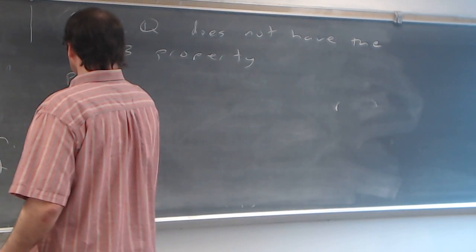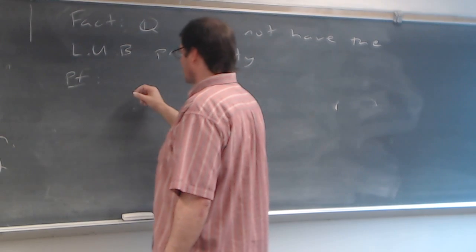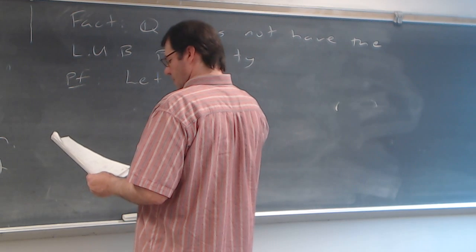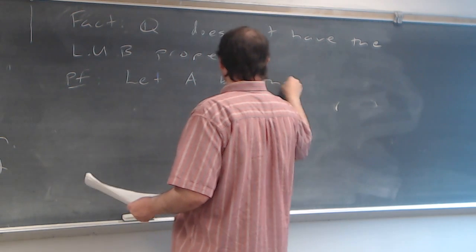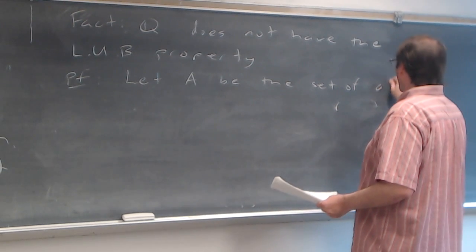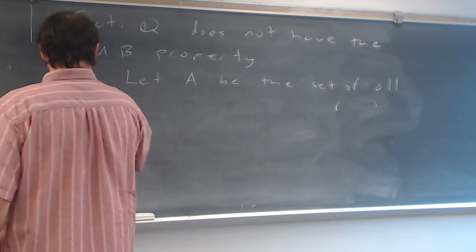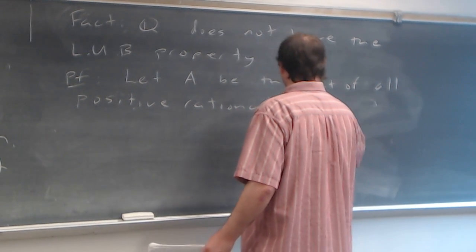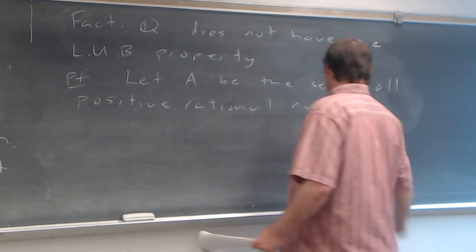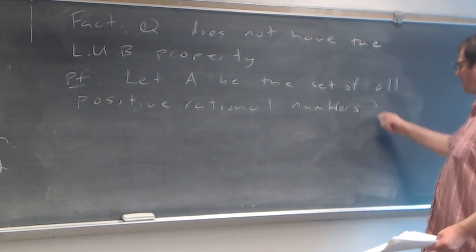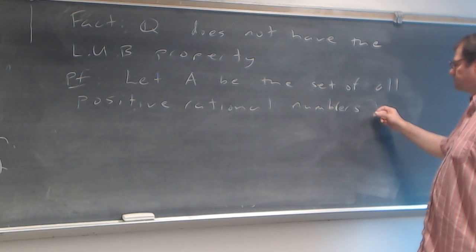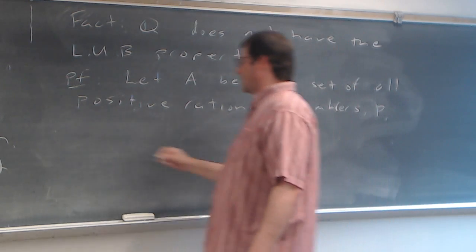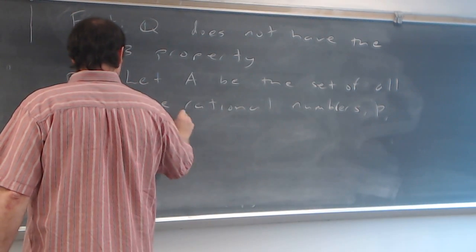So here, the way we're going to do this is we're going to look at two sets. Let's define, we'll start off with, we'll let A be the set of all positive rational numbers P such that P squared is less than 2.